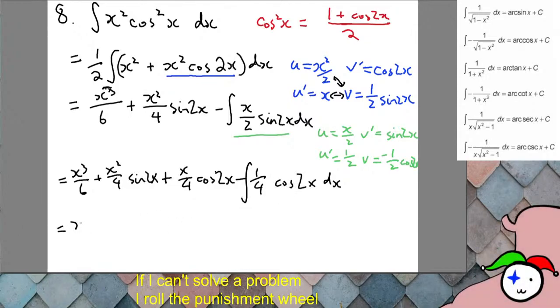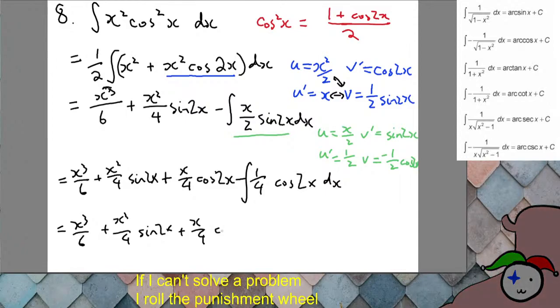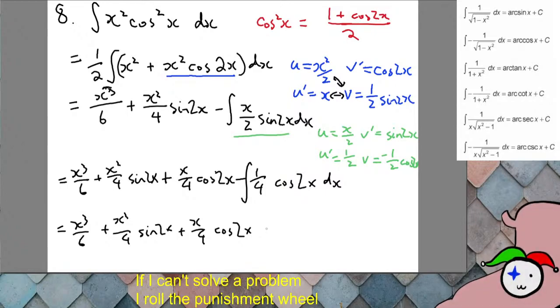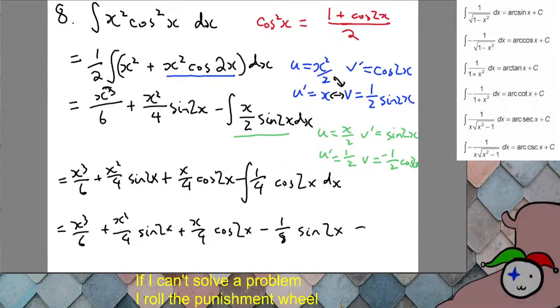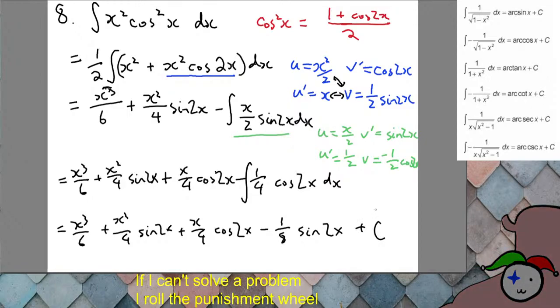So to write the whole thing out is x cubed over 6 plus x square over 4 sine of 2x plus x over 4 cos of 2x minus 1 over 8 sine of 2x plus c. Right? Okay. I think that is correct.